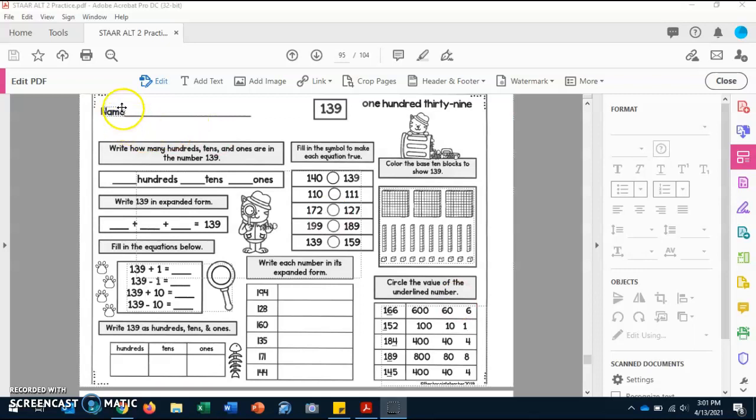So do not forget to write your name on the top left corner. And today's date is April 14, 2021.